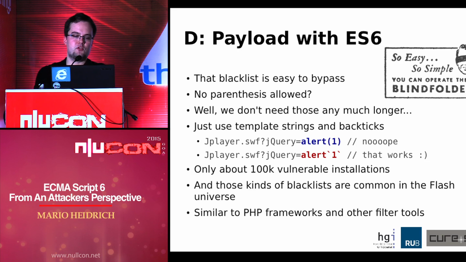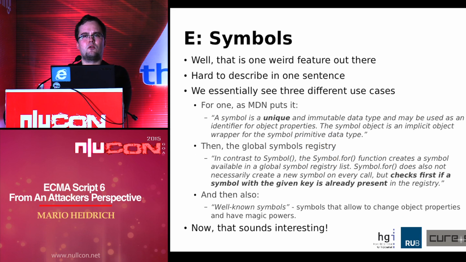Then there's another thing which is quite amazing, and that's one of these mystery features, which is symbols. Symbols are one of the features that everybody looks at and says, I don't really know what that is. What could that possibly be? What kind of use do they have? It's really weird, and it's kind of hard to describe the meaning of symbols in JavaScript in one sentence. I think MDN puts it quite well and says a symbol is a unique and immutable data type that may be used as an identifier to object properties. The symbol object is an implicit object wrapper for the symbol primitive data type. So I think now it should be perfectly clear what symbols are, right?